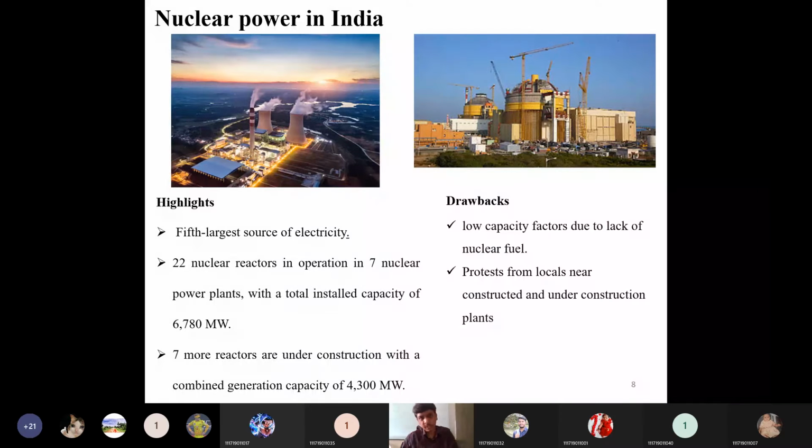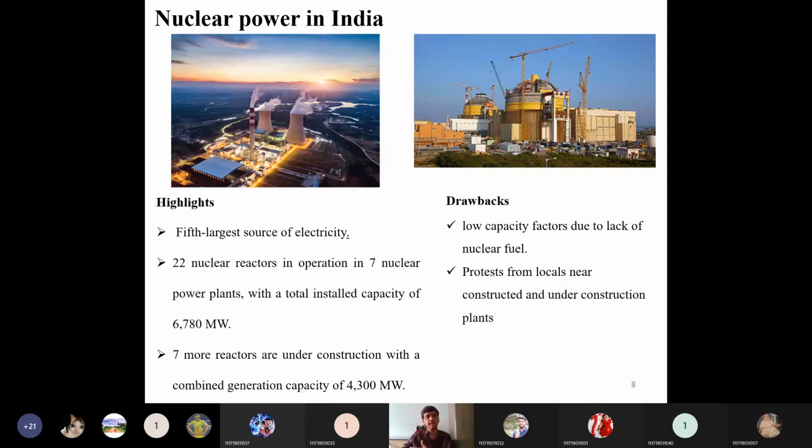The next one is nuclear power in India. So what are the highlights of nuclear power in India? What is the progress of nuclear power in India? First we will see India is having the fifth largest source of electricity. Nuclear energy is the fifth largest source of electricity.